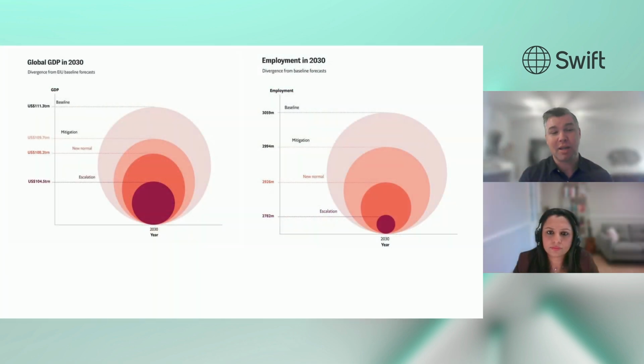So as we can see here, we have varying levels of scenarios, as we discussed. That worst case is the bottom circle there on the left. It's the escalation scenario.